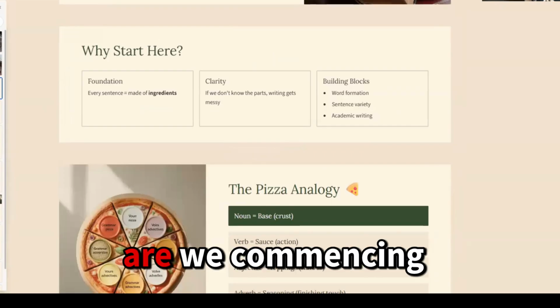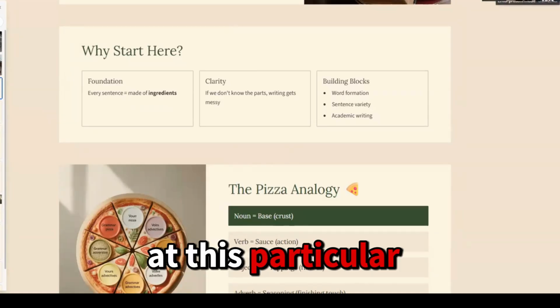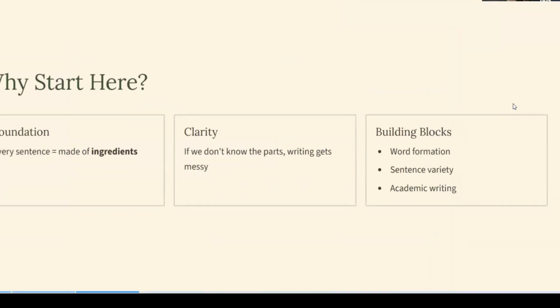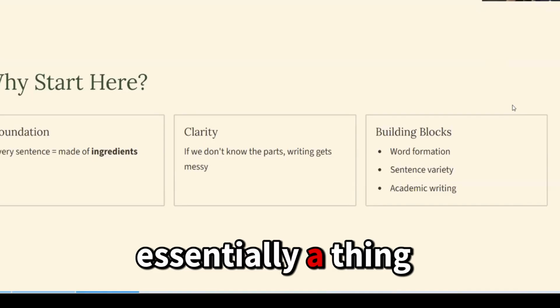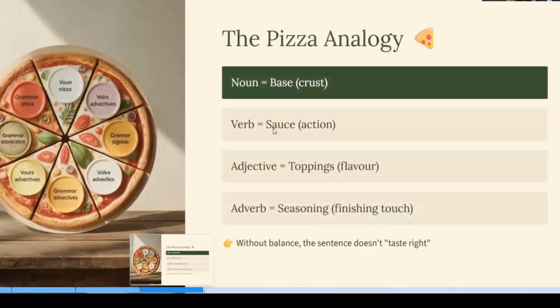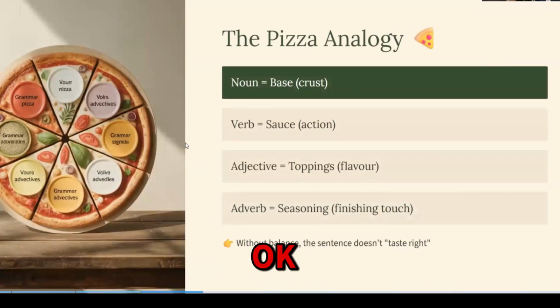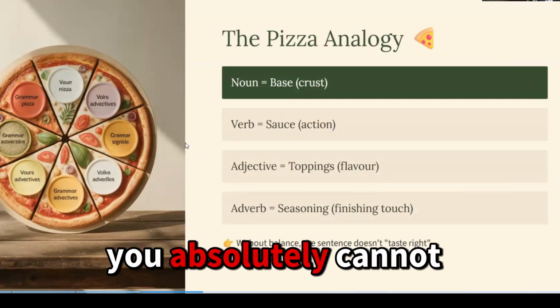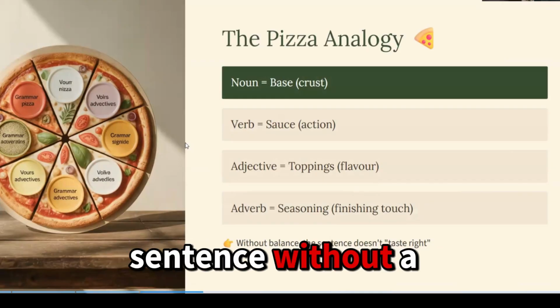So why exactly are we starting at this particular point? The base of a pizza is the noun. A noun is essentially a thing, a person, a place. Or even an idea, it can be an idea, right? The main and fundamental ingredient in most sentences, you cannot build a complete sentence without a noun, okay?